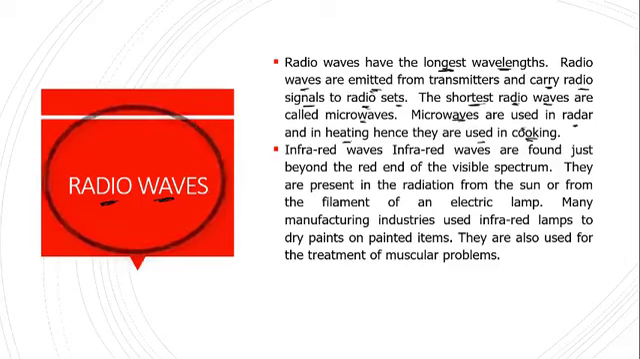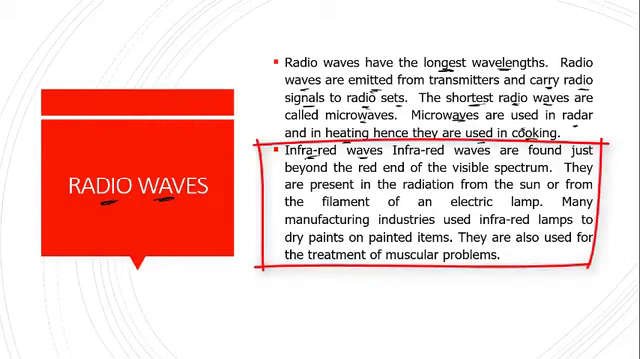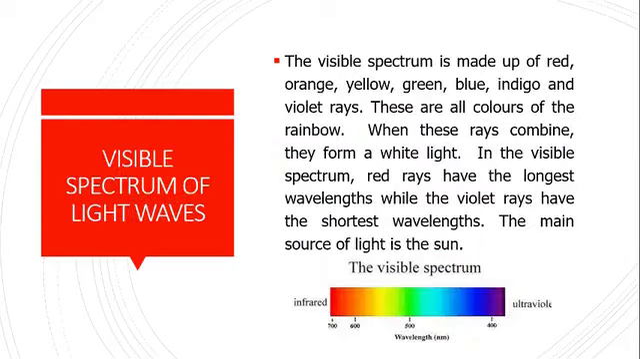Hence, that is the reason why they are used in cooking, because they have the capacity to produce heat and get food done. And then we have infrared waves. Infrared waves are found just beyond the red end of the visible spectrum. They are present in the radiation from the sun or from the filament of an electric lamp. We have many manufacturing industries that use infrared lamps to dry paints on painted items, for instance the painting of cars. Infrared waves are also used in the treatment of muscular problems.